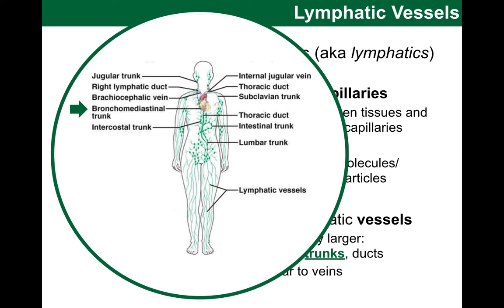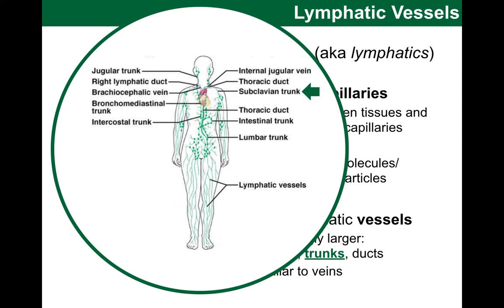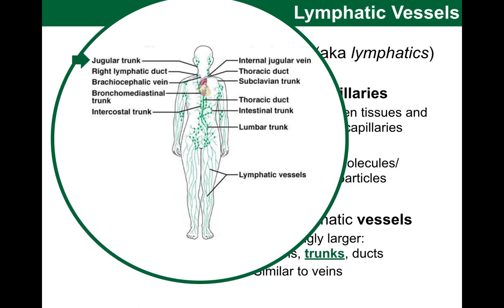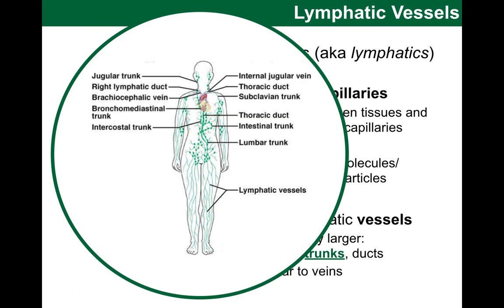A few more that I want to mention. Subclavian trunk is below clavicle, so below our collarbone if you wish. And finally, jugular trunk. Well, this is at the level of neck and throat. So I think that this is quite a nice diagram for us to have had a look.